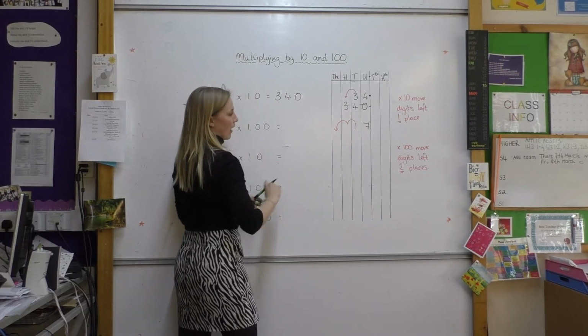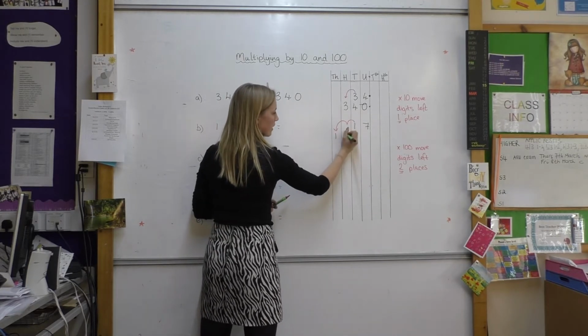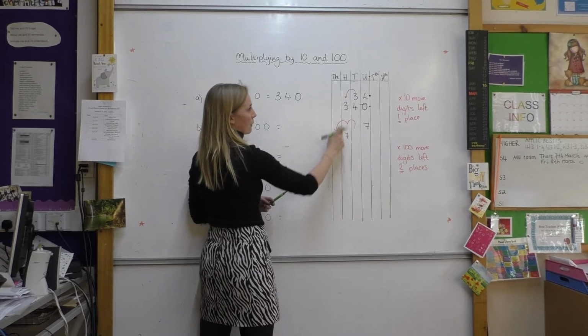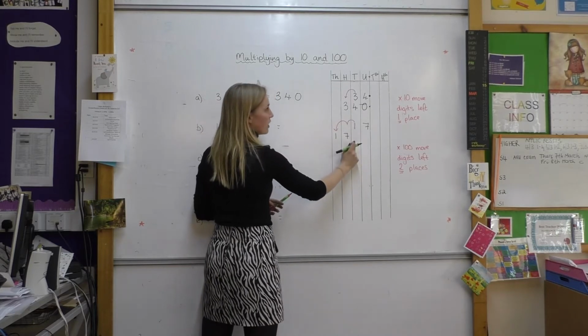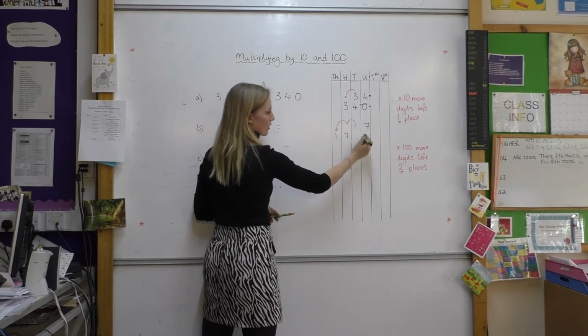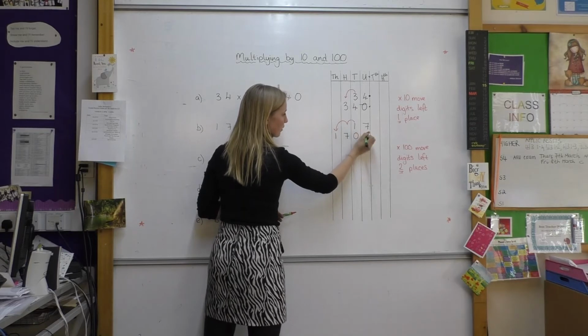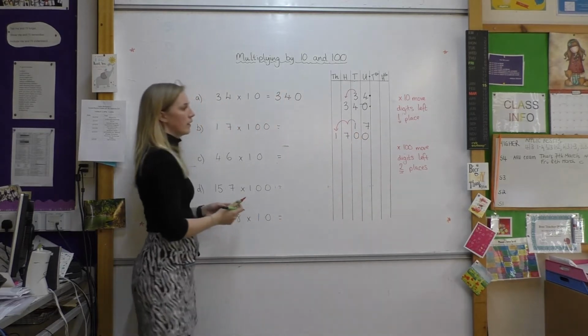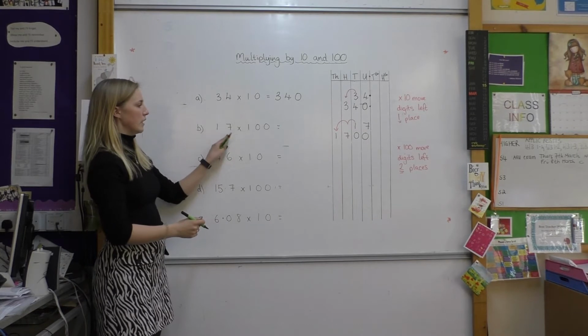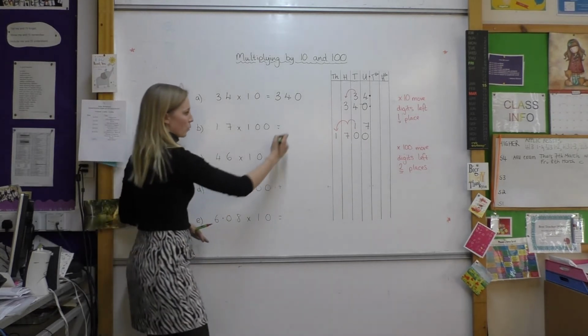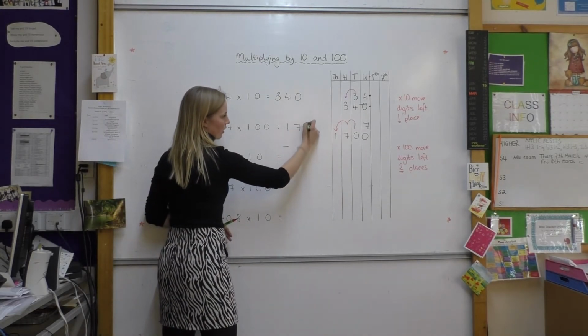So I'm going to have 1 in my thousands column and 7 in my hundreds column. There's nothing in my tens column and my units column, so I'm going to place 0 in both of these. That leaves me with 17 times by 100 is 1700.